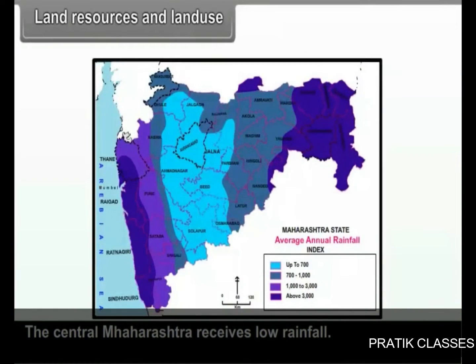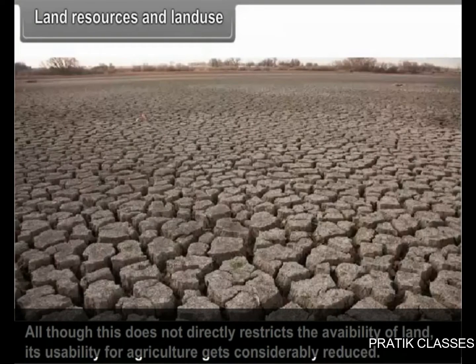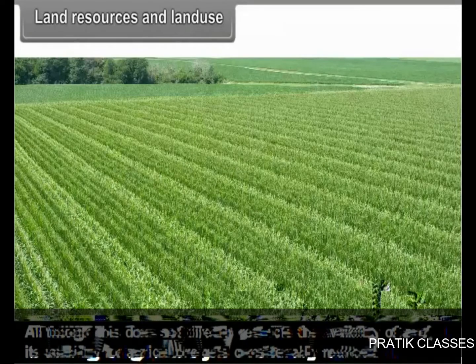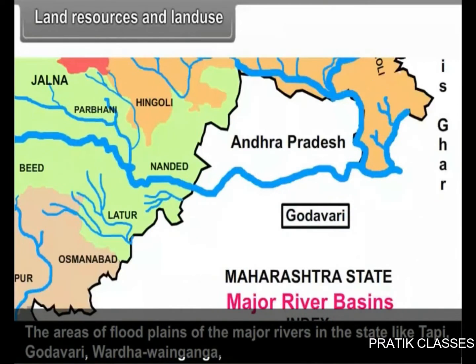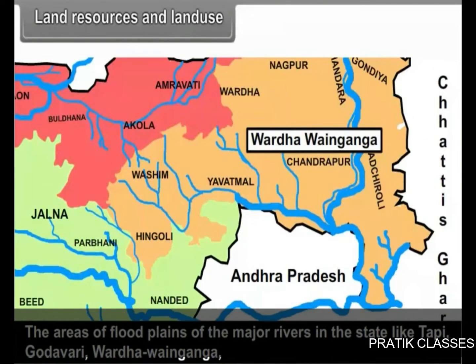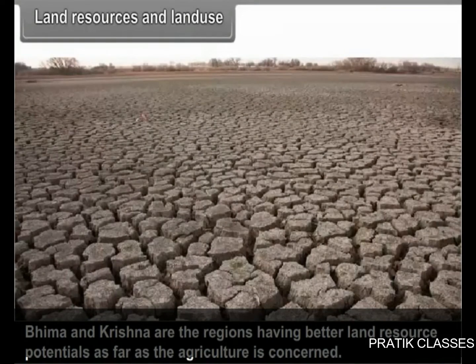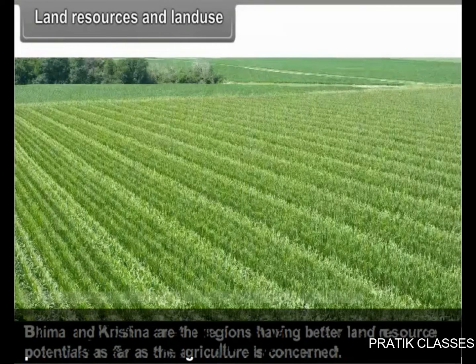The central Maharashtra receives low rainfall. Although this does not directly restrict the availability of land, its usability for agriculture gets considerably reduced. The areas of floodplains of the major rivers in the state like Tapi, Godavari, Wardha, Wainganga, Bhima and Krishna are the regions having better land resource potentials as far as agriculture is concerned.